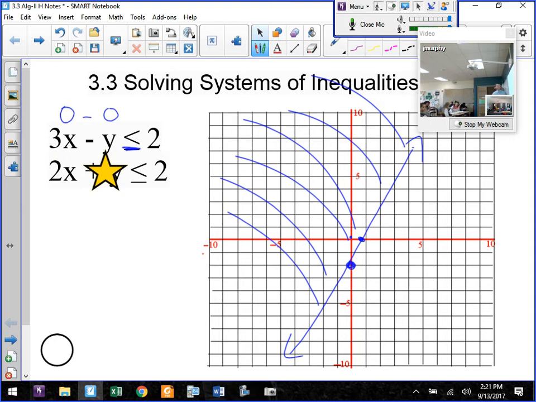My x-intercept for my second equation is where? 1. Y-intercept at? 2. Do those two get a solid or a dotted line? It's solid.